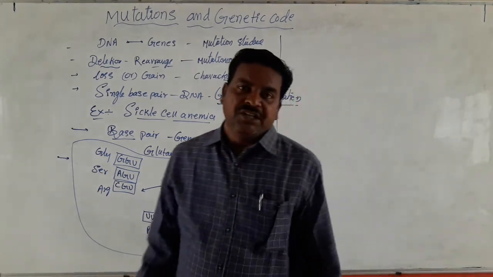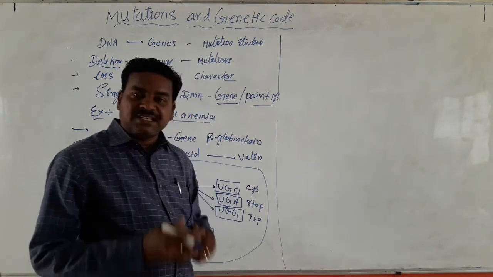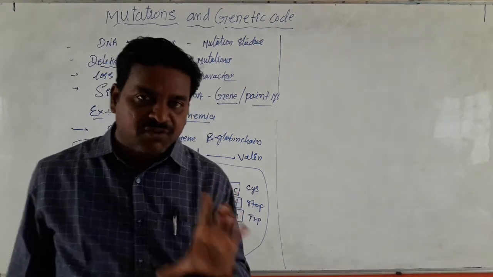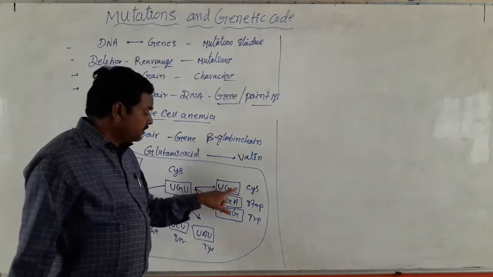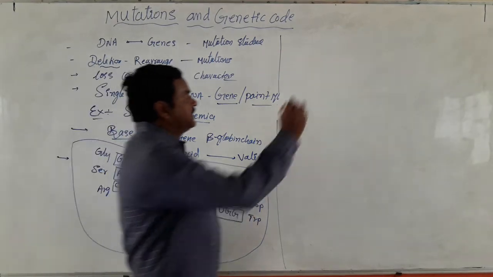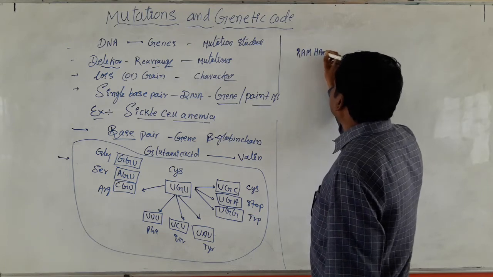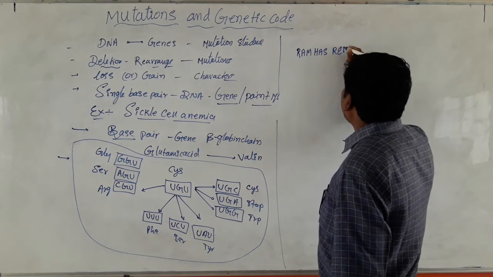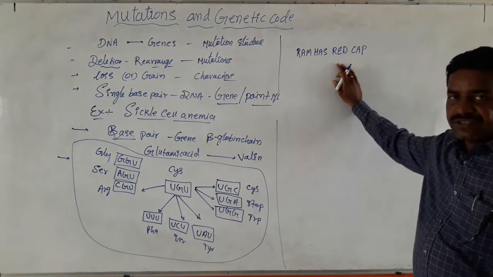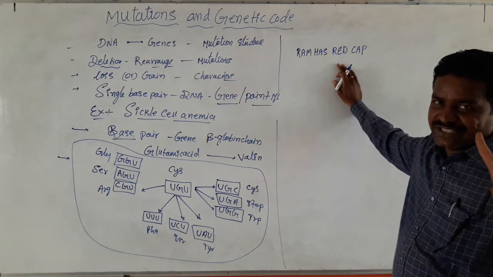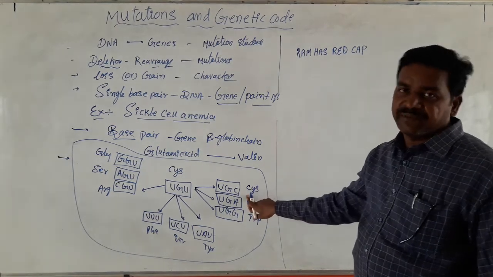Now coming to another point. Consider a statement consisting of some words in which each word is made up of 3 letters, just like these codons. That is, Ram has red cap. This is one statement with 4 words. Every word is represented by 3 letters, just like the codons.